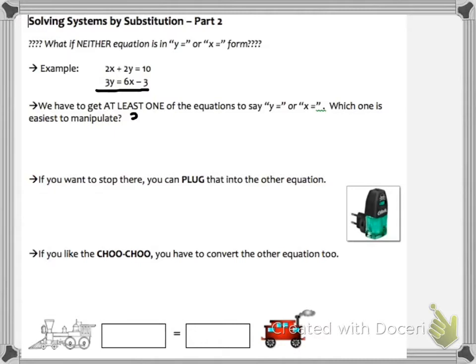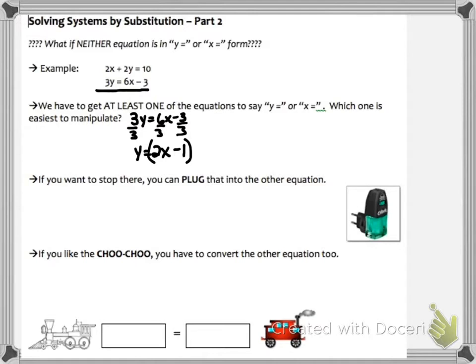And so we start with 3y equals 6x minus 3. And to manipulate this, I divide by 3, divide by 3, and divide by 3. And I'm left with the equation y equals 2x minus 1. Now that I have one of the two equations saying y equals, I can use substitution and fill in 2x minus 1 wherever it says y in the first equation.